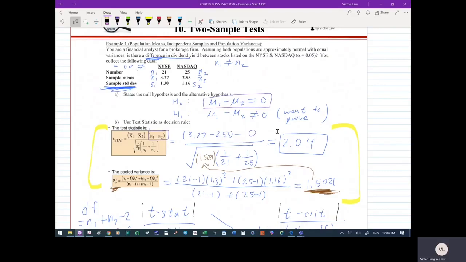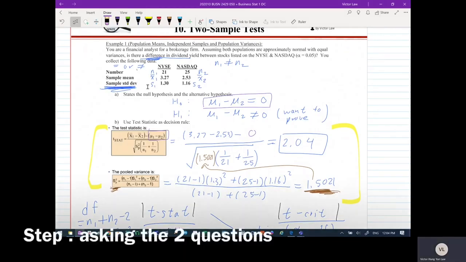Example 1: you're a financial analyst for a brokerage firm. Assume both populations are approximately normal with equal variance. Is there a difference in the dividend yield between stocks listed on the New York Stock Exchange and NASDAQ at the 5% significance level? You collected the following data. We have the sample sizes for the New York Stock Exchange and NASDAQ, n1 and n2, and we're given the sample mean and the sample standard deviation.